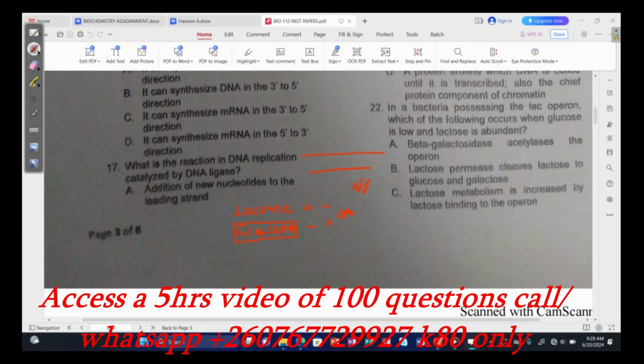Then in the case where glucose is absent and lactose is present, in this case the bacteria will not have an option. So it has to utilize this lactose. But lactose cannot be used in its disaccharide form.